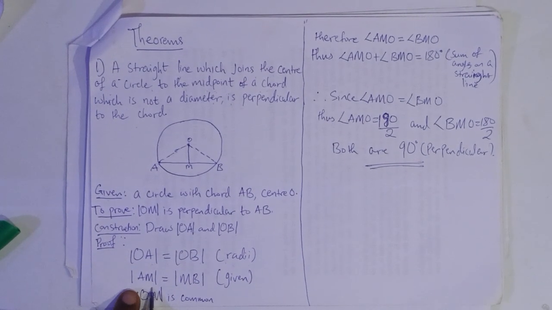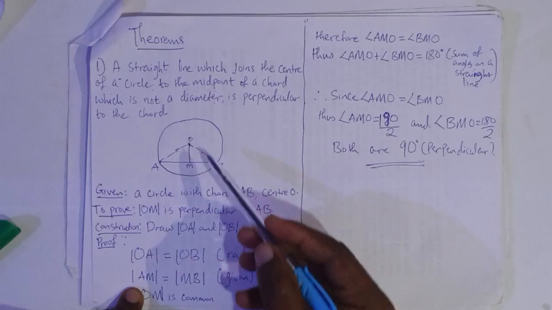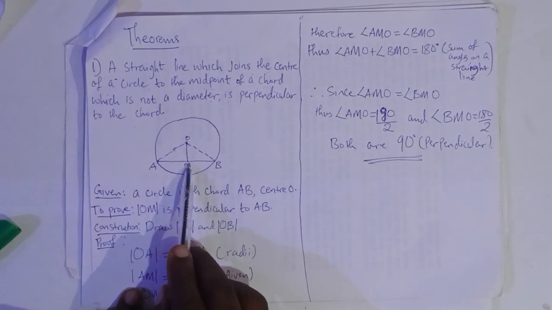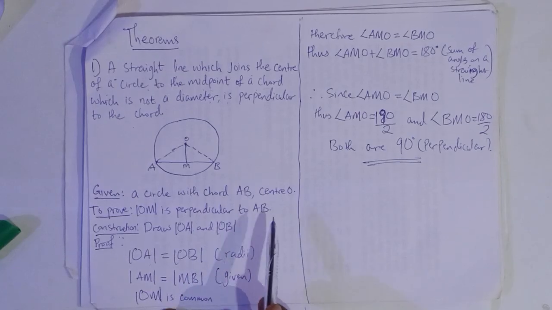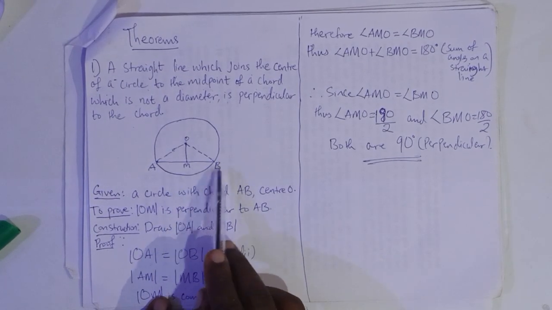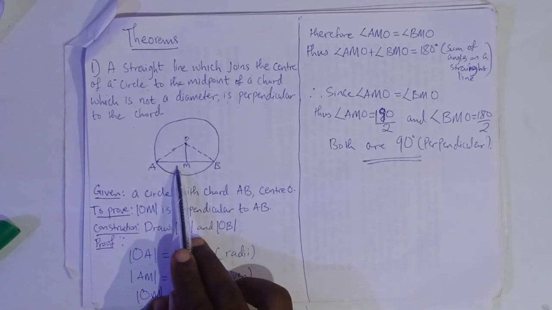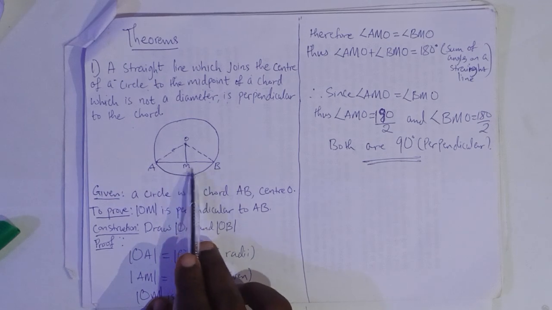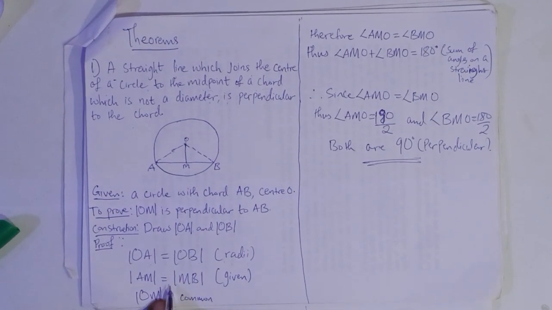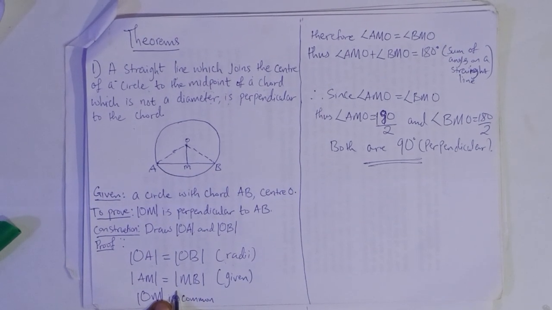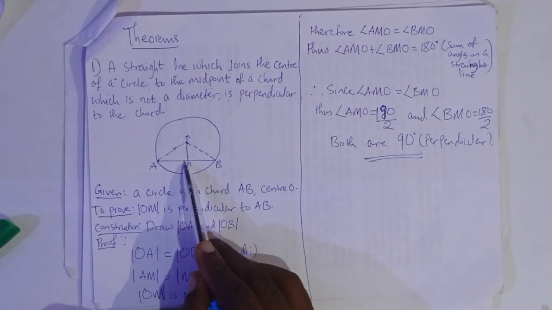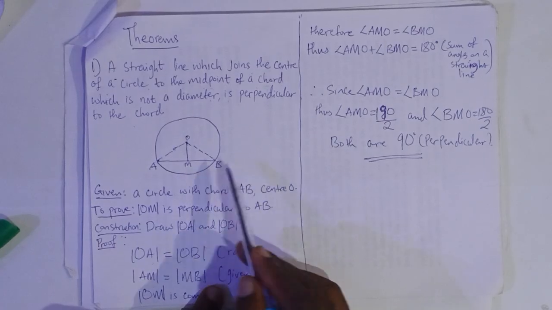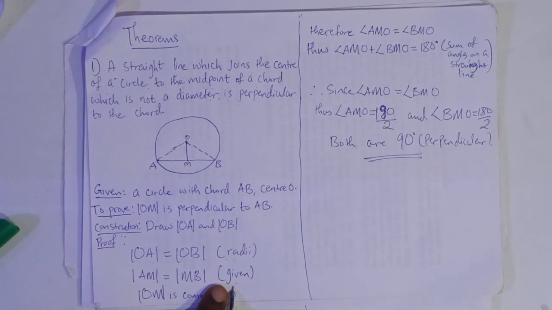Now the next step, line AM is equal to line BM. Now, what is the reason there? This one says it is given. This is already appearing in the diagram, which is why we write the reason as given.